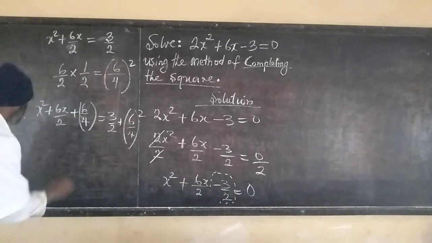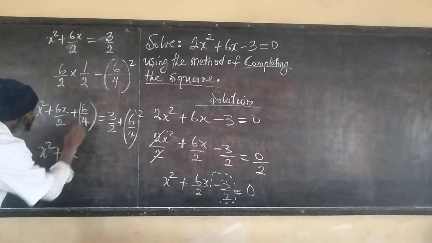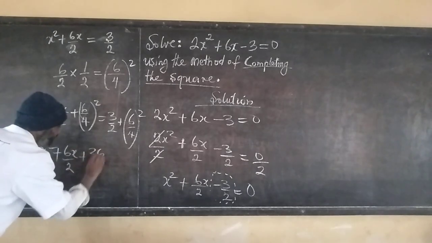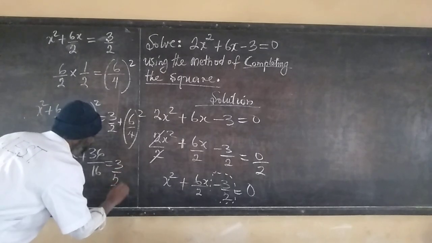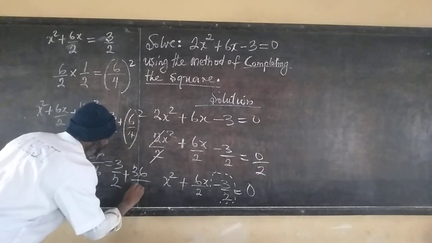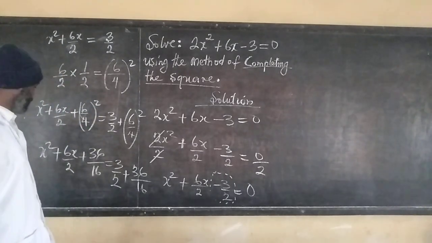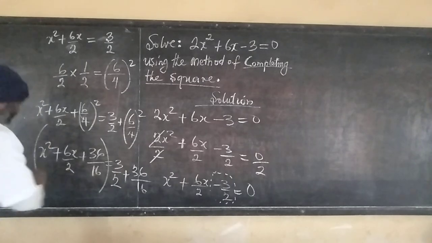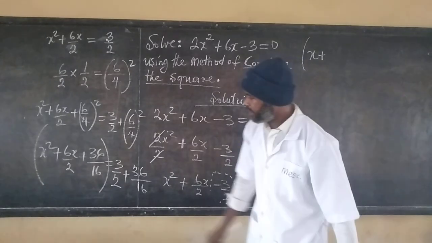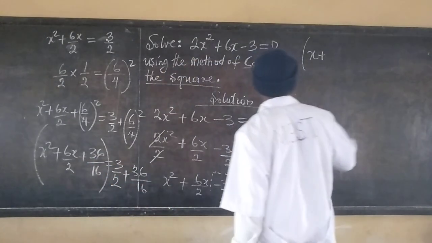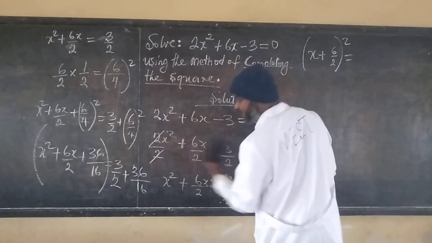We can simplify further by writing x squared plus 6x over 2, and opening up the bracket, it becomes 36 over 16. So this is 3 over 2 plus 36 over 16. Good. The next thing is to factor the left side. It becomes x plus half of this, 6 over 2, squared. And on the other side, we find the LCM.